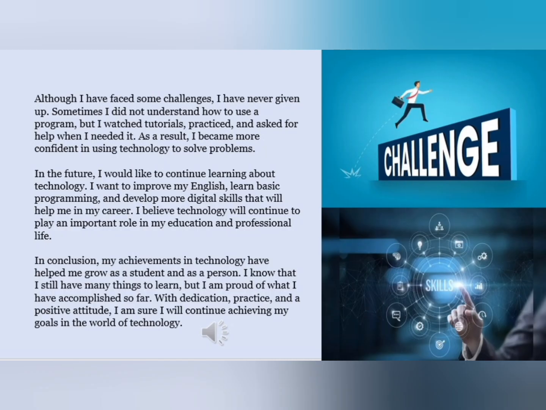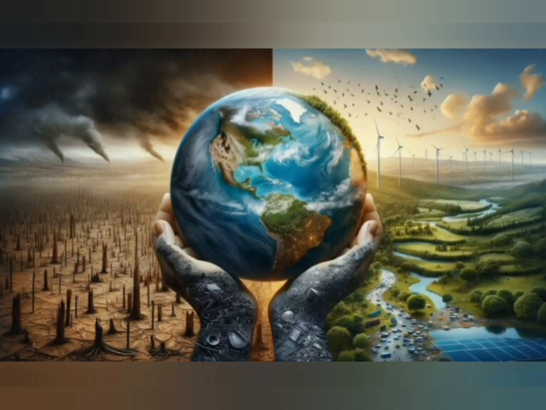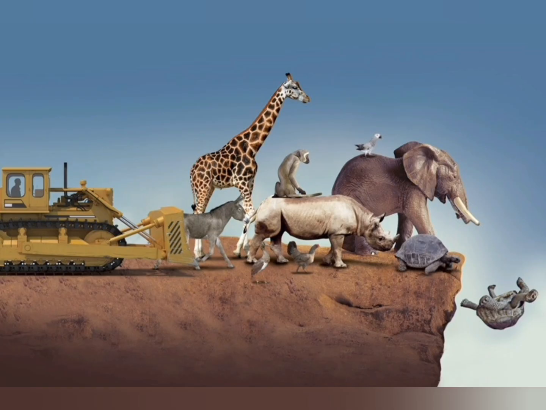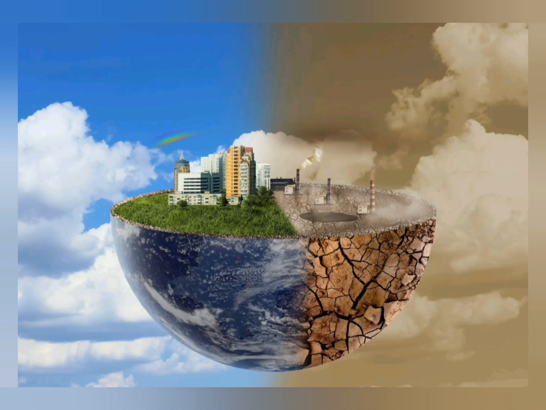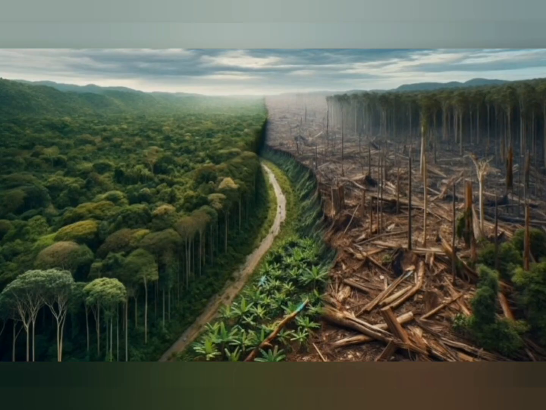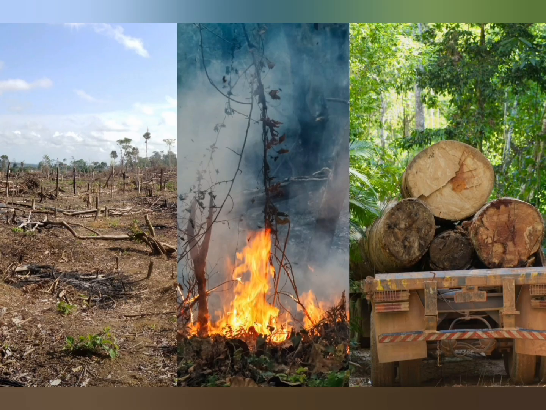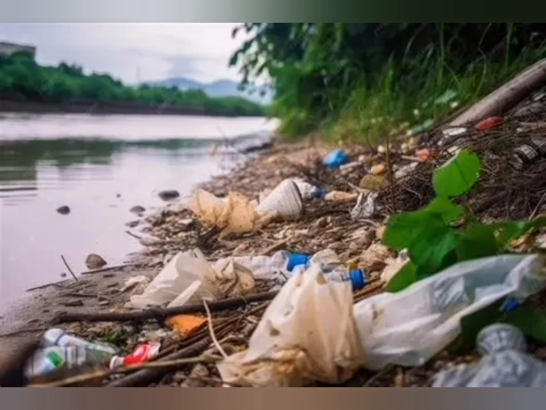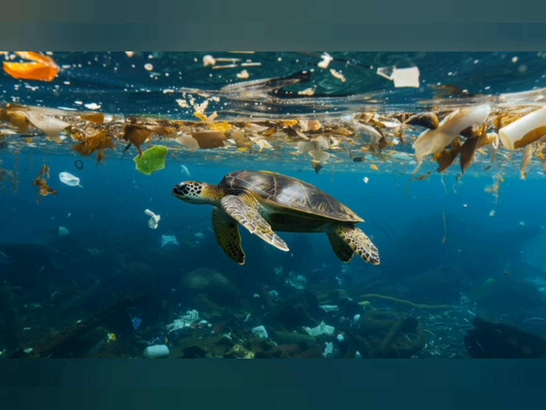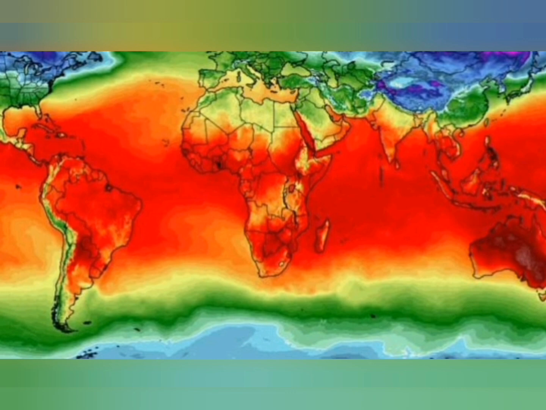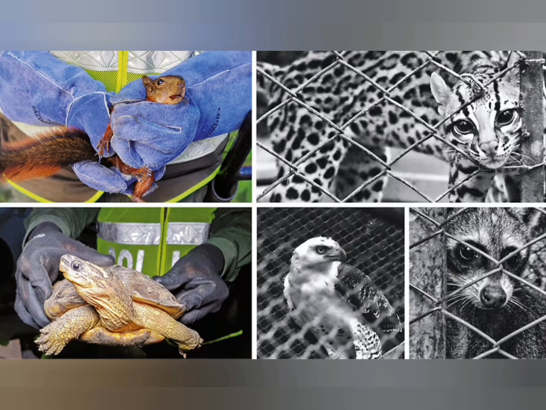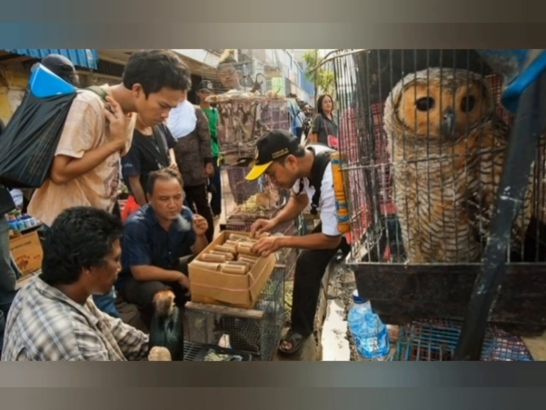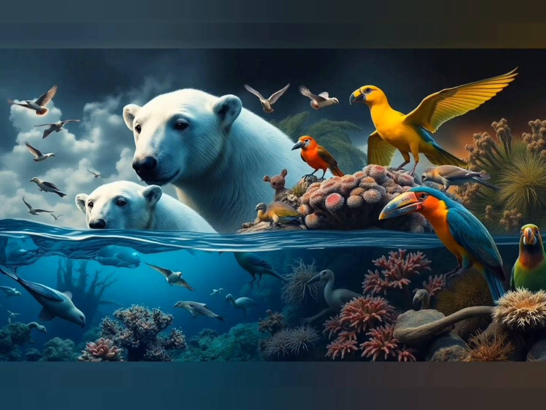In the fourth work, How to Improve My Environment, I focused mainly on the environment, the extinction of animals, and the importance of protecting nature. In this work, I talked about how some animal species are in danger of extinction because of human activities, such as deforestation, pollution, hunting, and the destruction of their natural habitats.